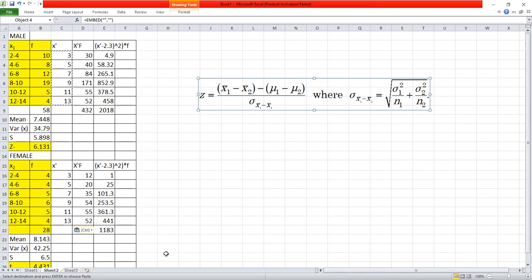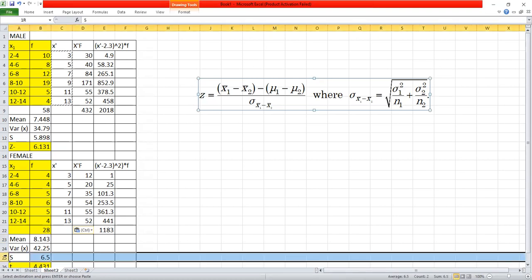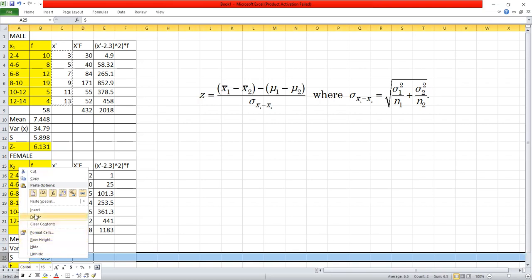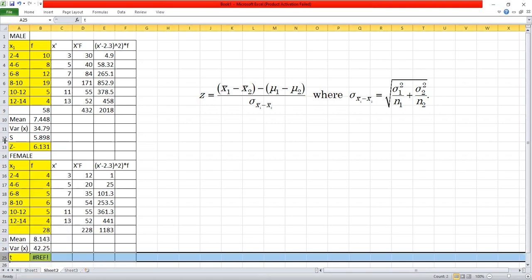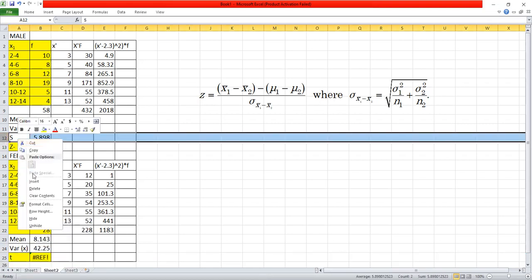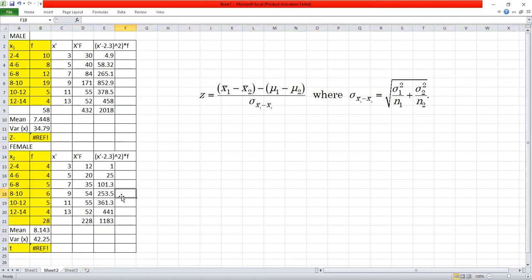So it means here we don't need the standard deviation. You don't need the standard deviation. All you need is the variance. So what is the variance here?